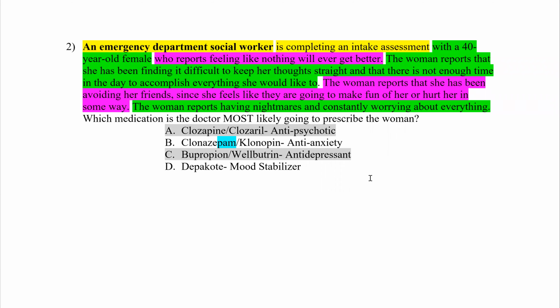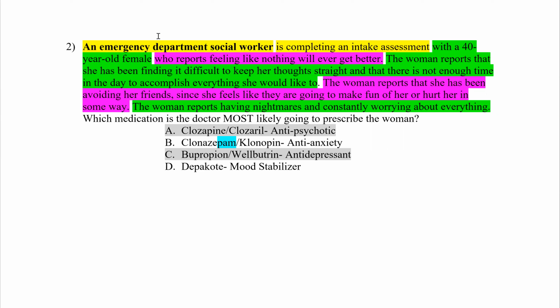Why? Because there's no psychosis within this situation. There's no delusions. There's no catatonic or repetitive behavior. There's no hallucination. There's no disorganized speech. Nothing like that is present. So now we're in between B, Klonopin, or Depakote. So if we think about this, is this woman more manic or more anxious? And what does our setting have to say about it?